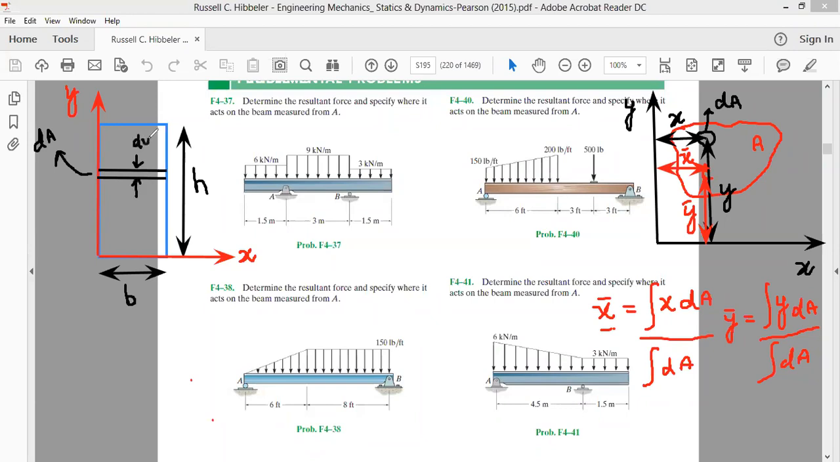Therefore we can write, as far as our dA is concerned, the small area that we have selected is a small rectangle, and its area will be equal to b multiplied by dy, that's width multiplied by height. This is what we had discussed: divide it into small areas. Now let's suppose this is the center of this rectangle, and the center of the rectangle is at some distance from the y-axis and the x-axis.